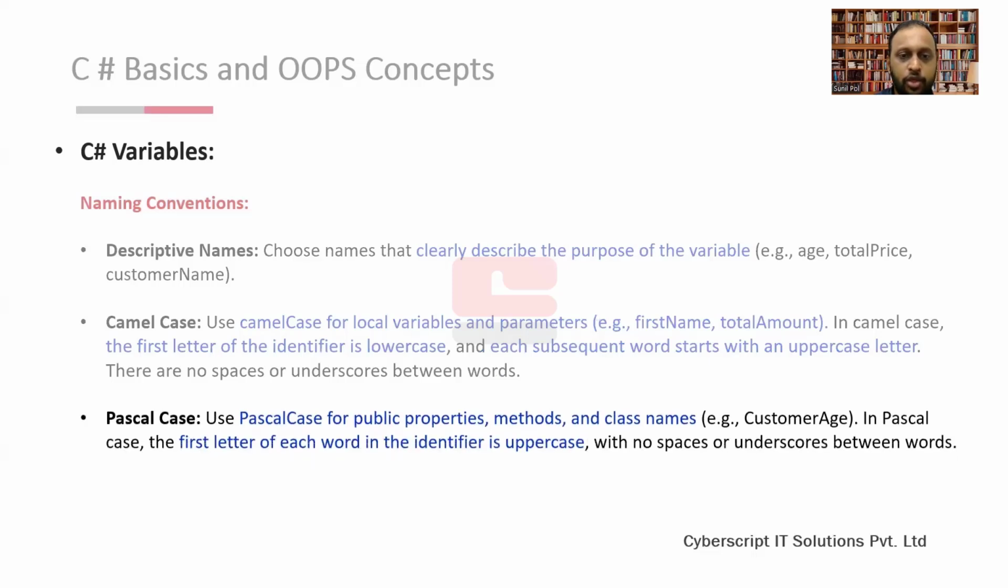Pascal case. You need to follow Pascal case whenever you want to declare properties, methods, and class names. In Pascal case, the first letter of each word in the identifier is uppercase with no spaces or underscores between words. The difference between camel case and Pascal case: in camel case, the first letter of the first word is in lower case, but in Pascal case, every word's first character should be in capital letter, like CustomerAge.